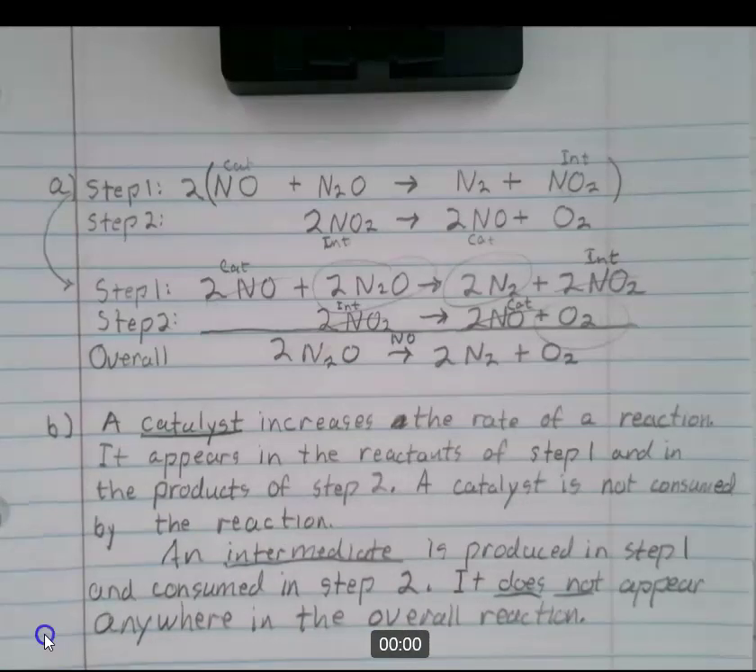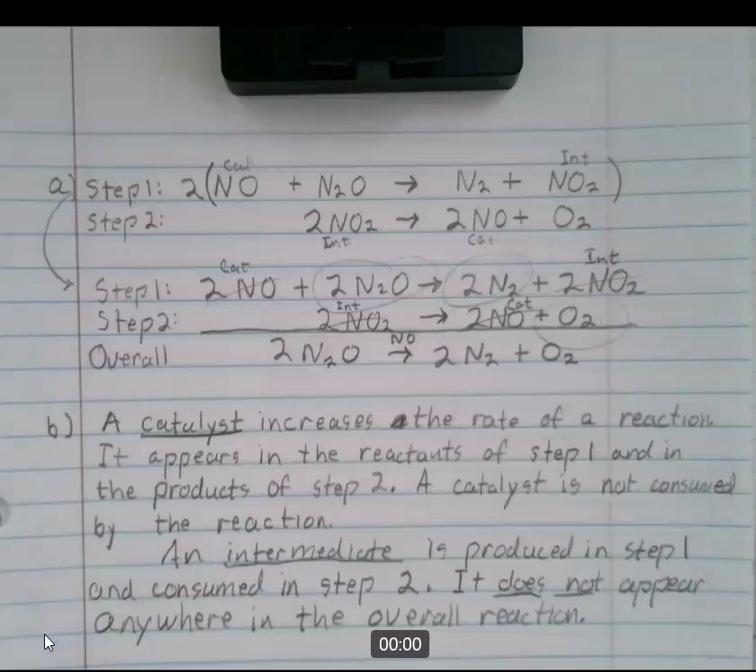It appears in the reactants of step 1 at the beginning of the reaction and in the products of step 2 at the very end of the reaction. It appears in both places. So a catalyst is not consumed by the reaction. An intermediate is produced in step 1 and consumed in step 2. So it's produced in the middle of the reaction and consumed in the middle of the reaction. So it does not appear anywhere in the overall reaction.